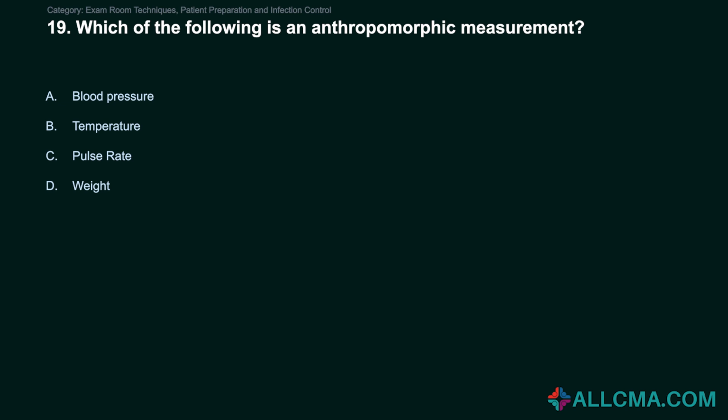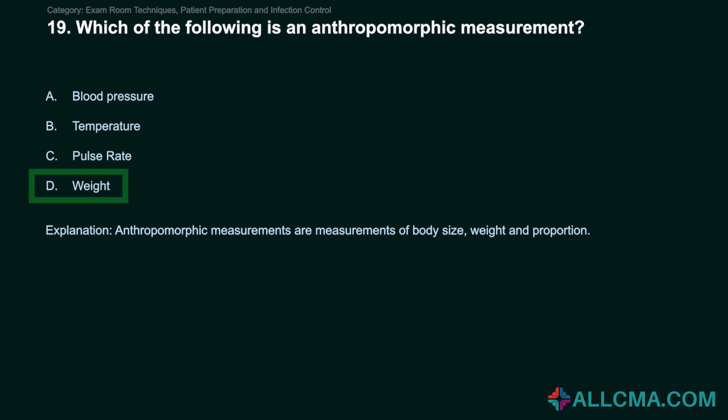19. Which of the following is an anthropometric measurement? A. Blood pressure. B. Temperature. C. Pulse rate. D. Weight. Correct answer: D. Weight. Anthropometric measurements are measurements of body size, weight, and proportion.